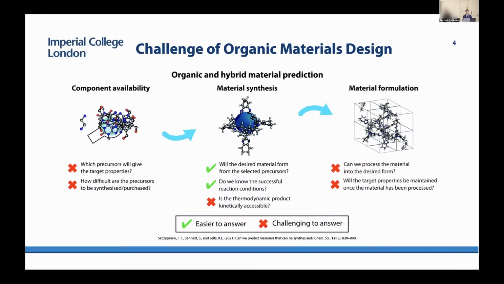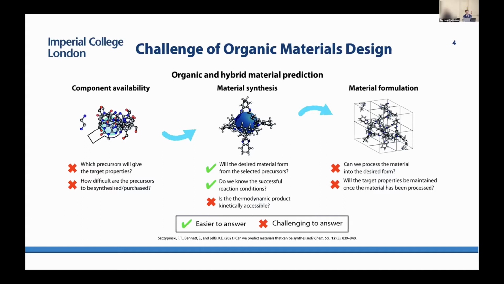So I'm going to talk a little bit now about the challenge of organic materials design and the process that a chemist might take when designing a new material. Firstly, the initial step is component availability. So which precursors can we target that are synthetically accessible within a few reaction steps, or are commercially available at a cheap cost? However, we must then ask whether those precursors will give rise to the actual desired properties that we want in the material as well.